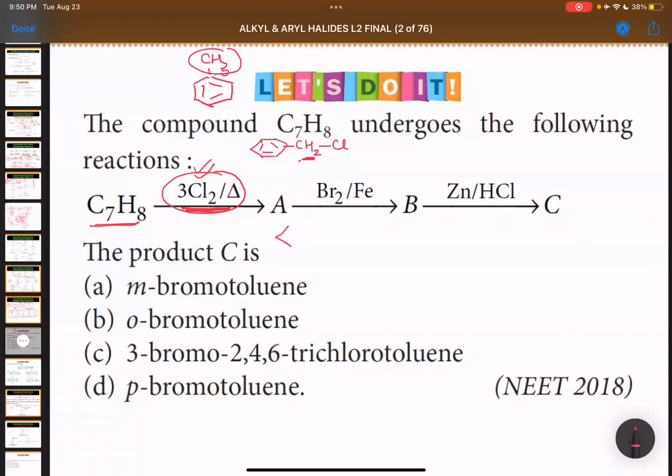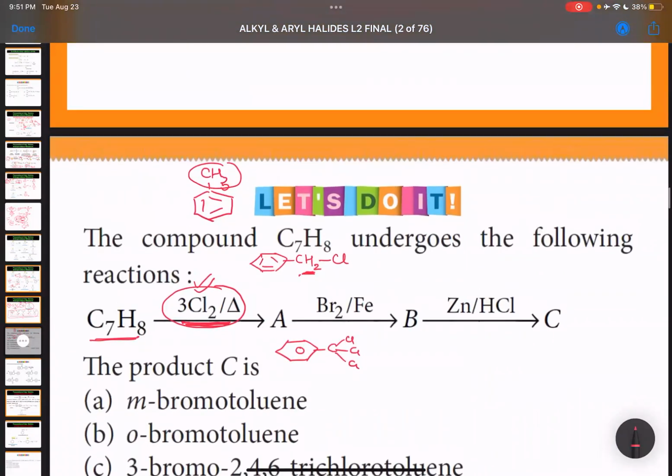So what is the structure of A? It will be CCl3. Is it clear? Suppose someone gives you methane and Cl2, what will you prepare? Methane is CH4, an sp3 carbon. With Cl2 and sunlight or heat, if just one Cl2 is given, you will remove HCl and you put one Cl, that's it.